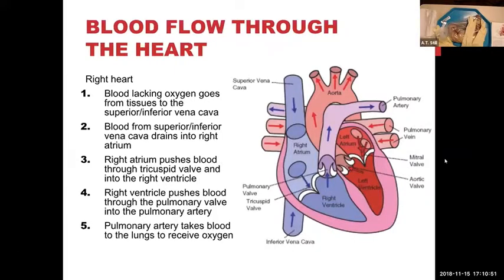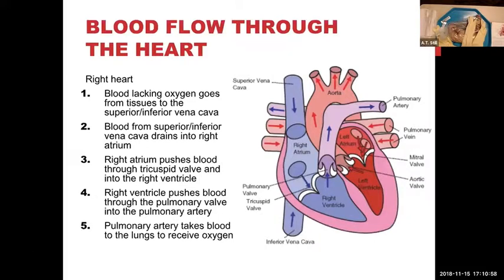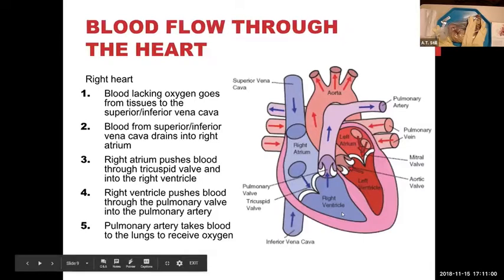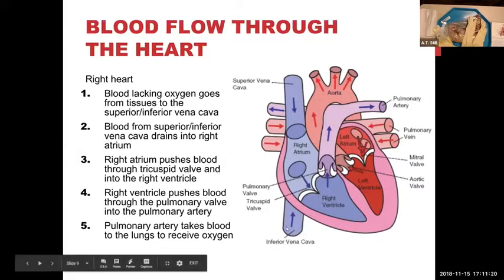Okay, so now if we talk about blood flow through the heart, we're going to look at it on the two sides of the heart. So we'll look at the right side of the heart first. On the right side, we have the right atrium and the right ventricle, like we talked about before. And we have these big vessels that connect to the right atrium. This one from above is the superior vena cava, and the one from below is the inferior vena cava.